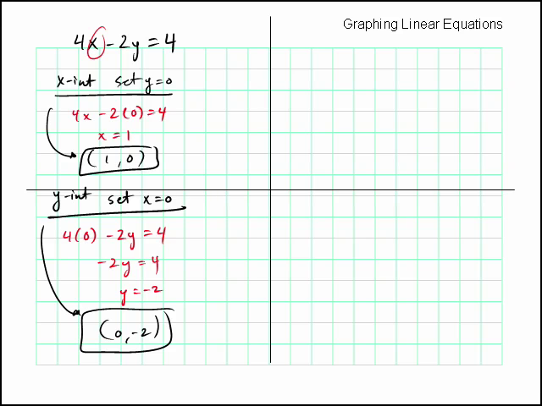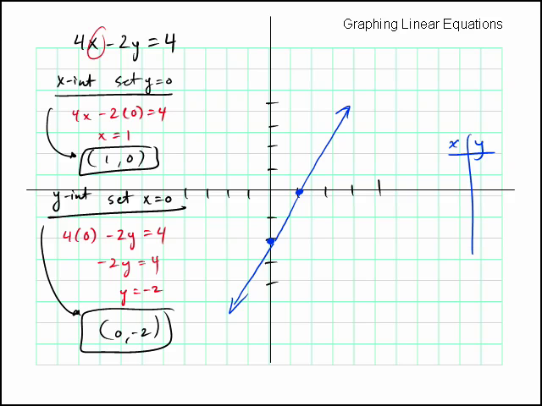And really all you need is 2 points to draw a line. (1, 0) is right here. That's my x-intercept. (0, -2) is right here. That's my y-intercept. My line must look like this. If you wanted, you could plot other points to check your results.